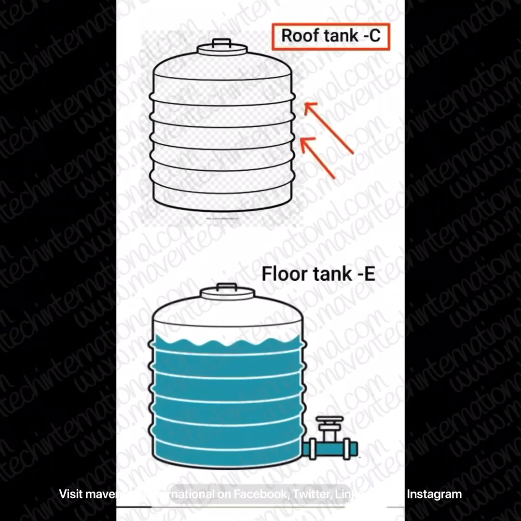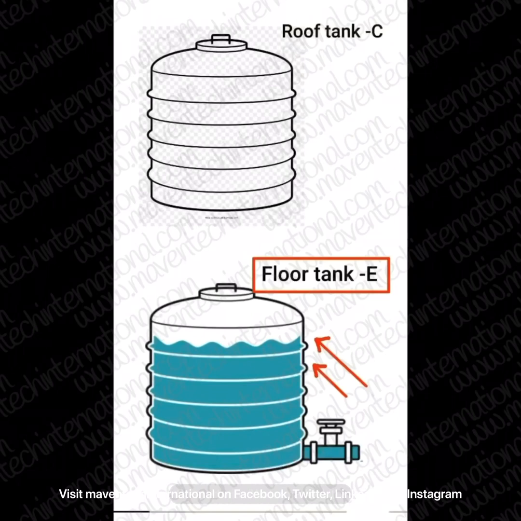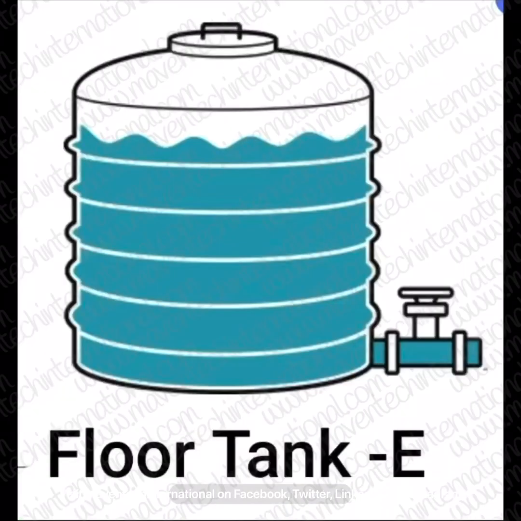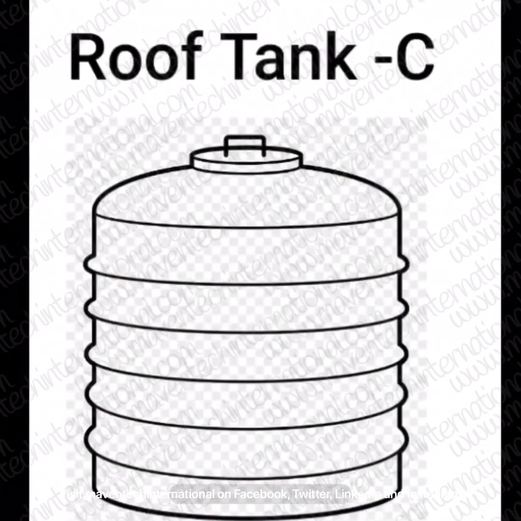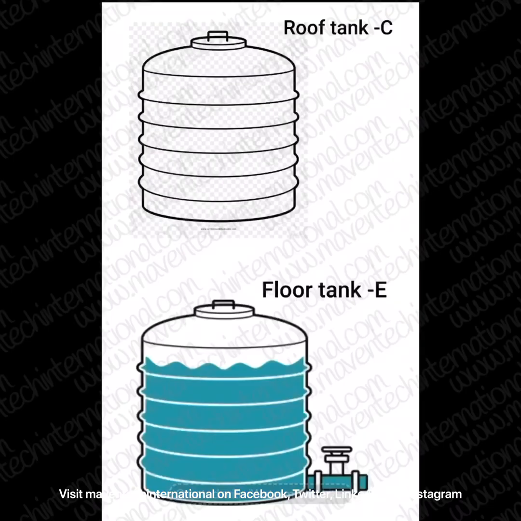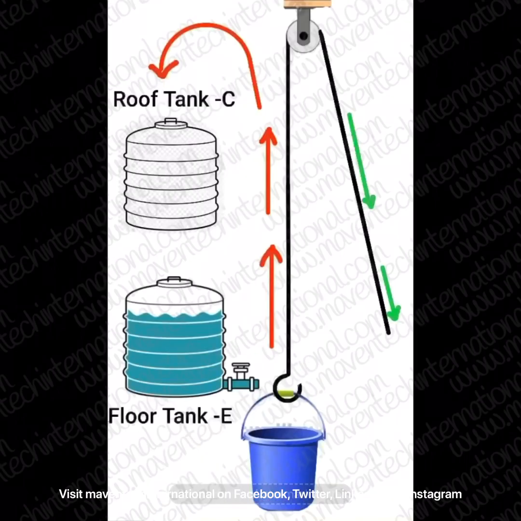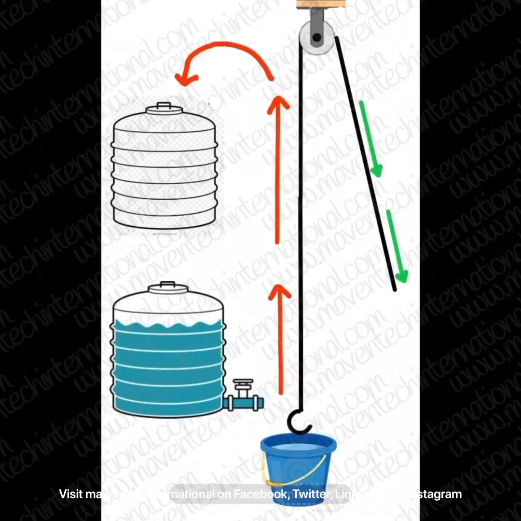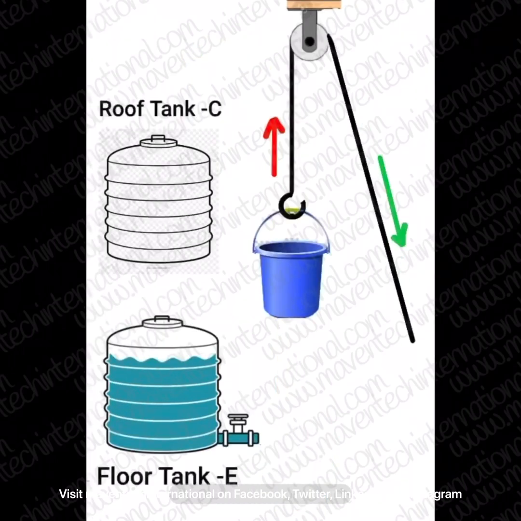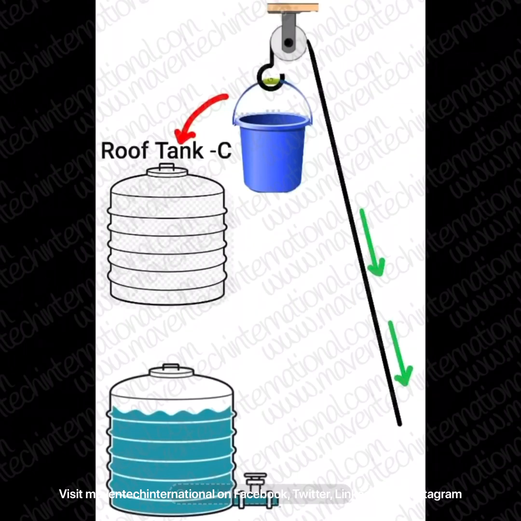Tank C, which is empty and located at a higher level, and tank E, which is filled with water and located at a lower level. Let us assume that we want to transfer water from tank E to tank C using a bucket. This can be done in two steps. In the first step, the bucket has to be placed below the level of tank E so that the water flows naturally into the bucket, and then the bucket has to be lifted above the level of tank C so that the water can be poured into tank C.